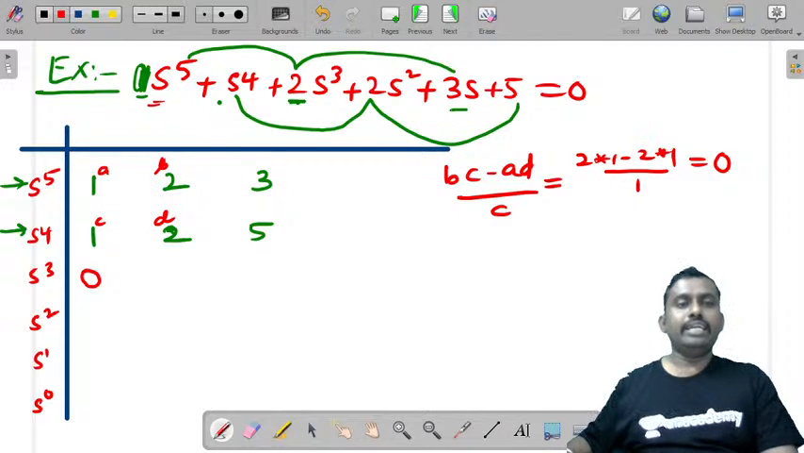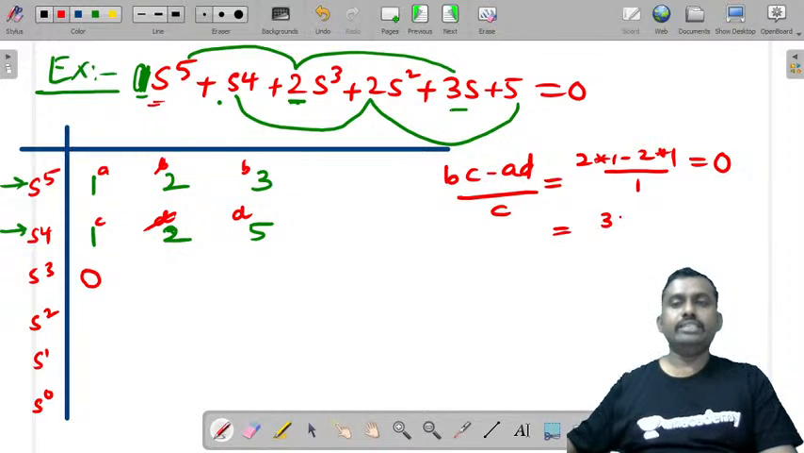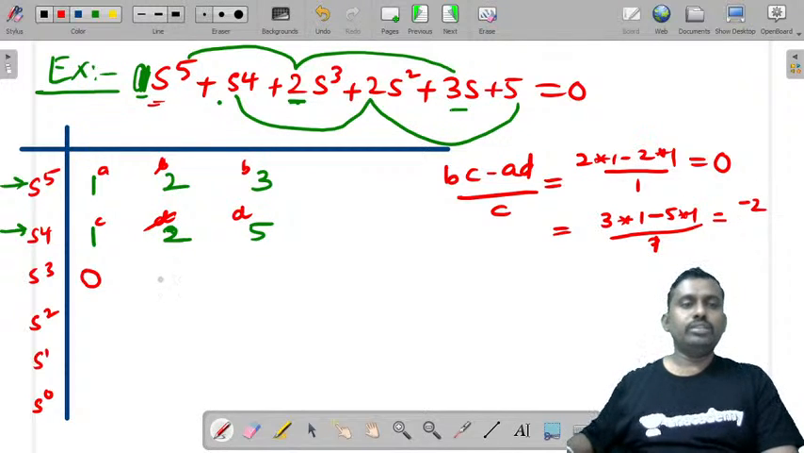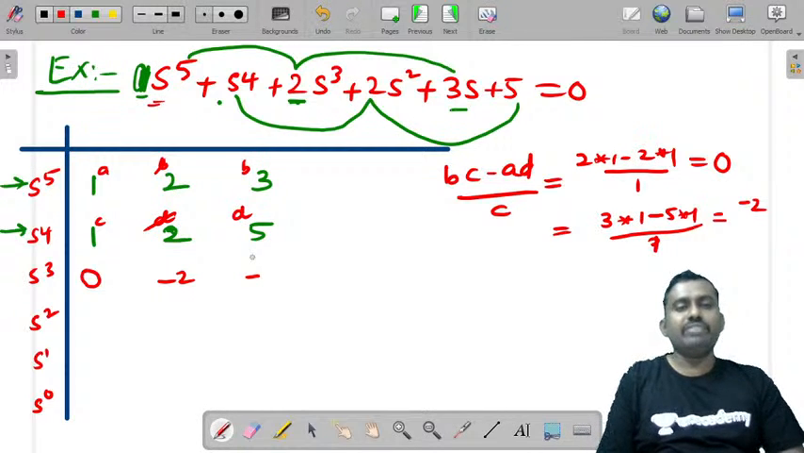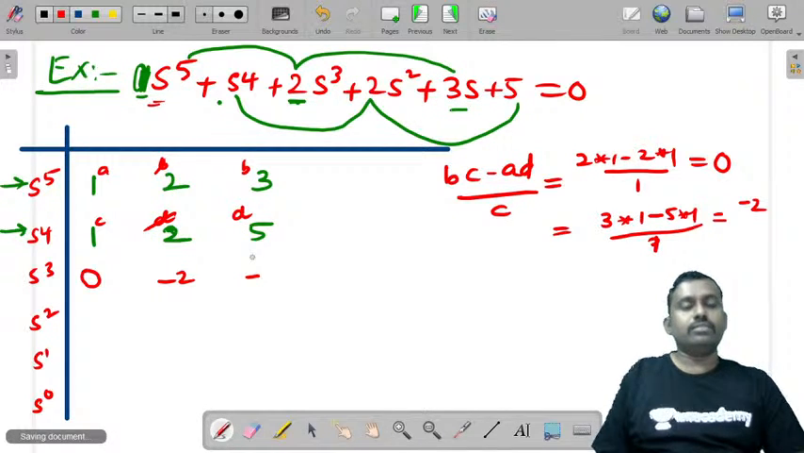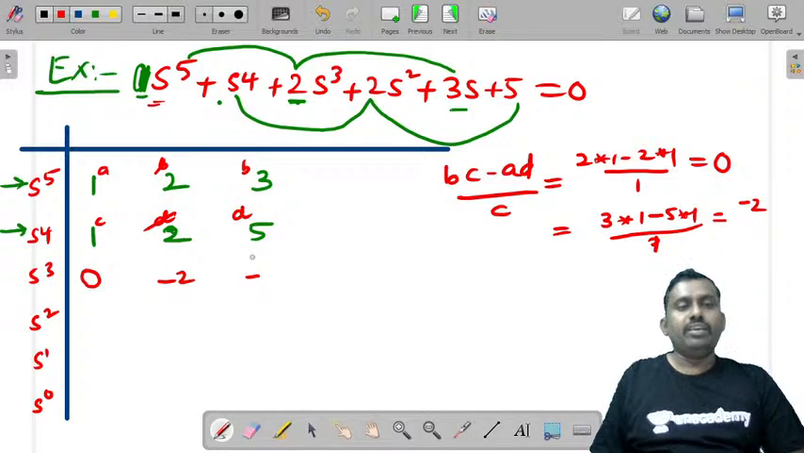Now let's shift this B and D. Now this will be B and this will be D. Now apply the same procedure. B is 3 into 1 minus 5 into 1 by 1. So this is 3 minus 5, which is minus 2. This is minus 2 and you don't have 0. Are all the elements in this particular row 0? No. This was the case that we have studied earlier. There is a 0 and there is one non-zero element in that particular row. How to solve this? It's again a problem.